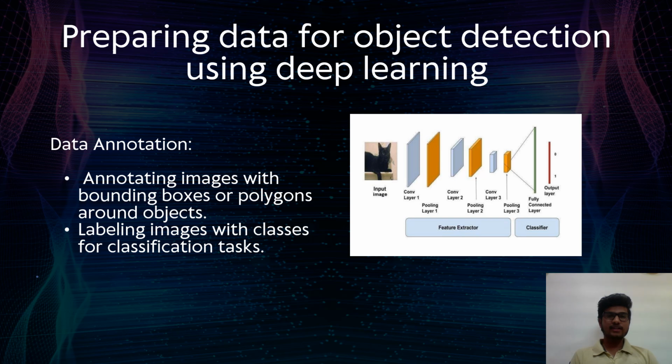Preparing data for object detection using deep learning. Data: annotating images with bounding boxes or polygons around the objects. As you can see in the image on your right side, it has a feature extractor and a classifier. Labeling images with classes for classification tasks helps with object detection here.